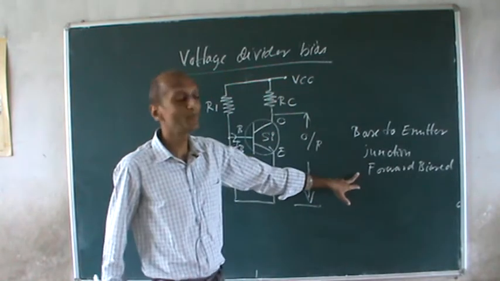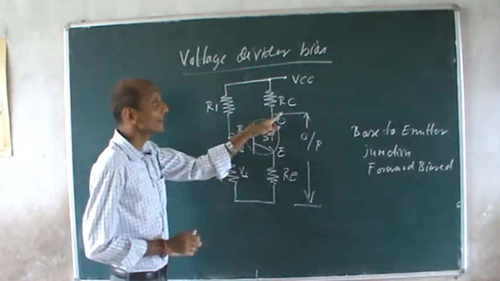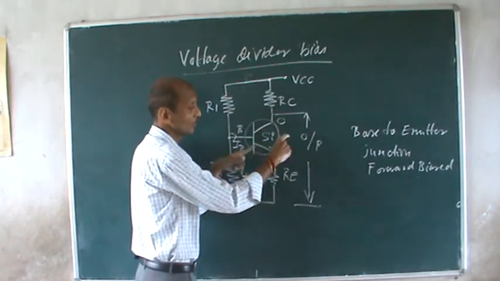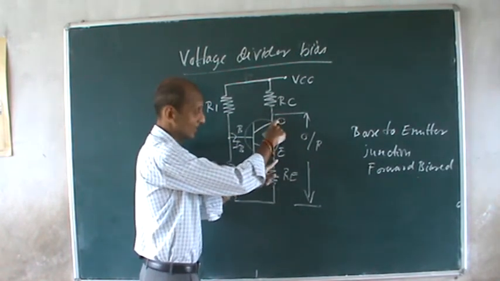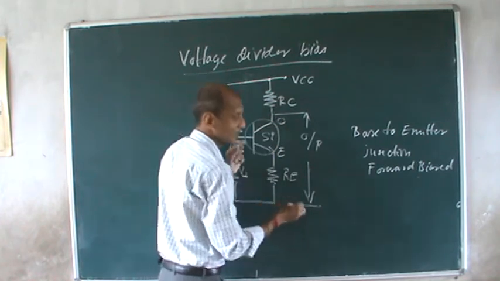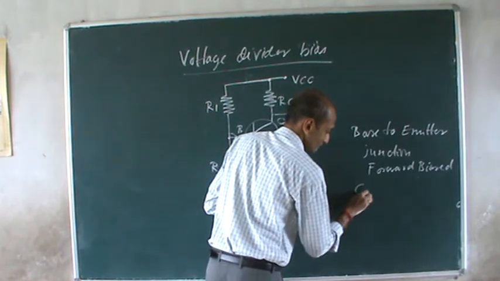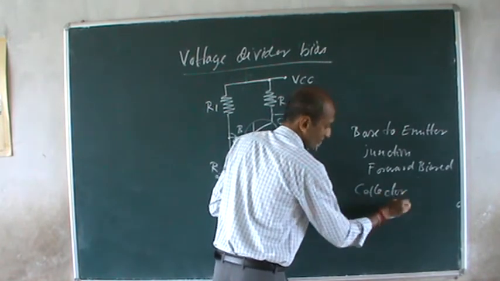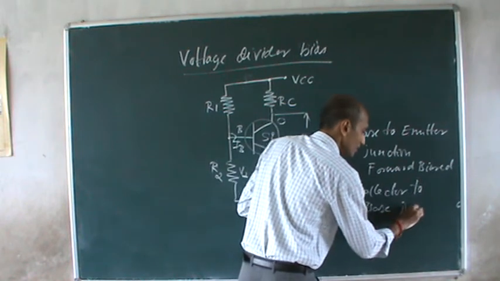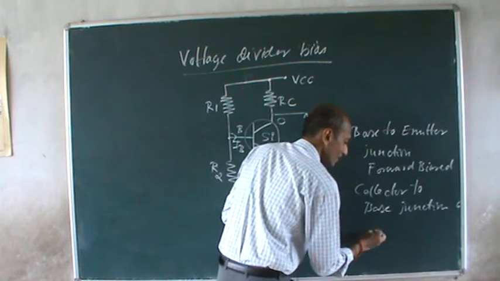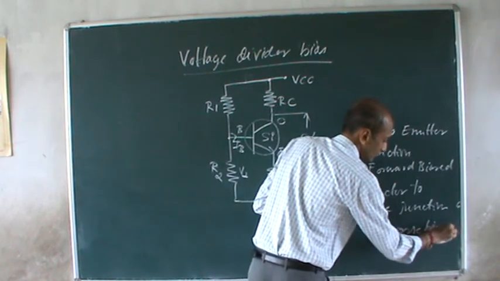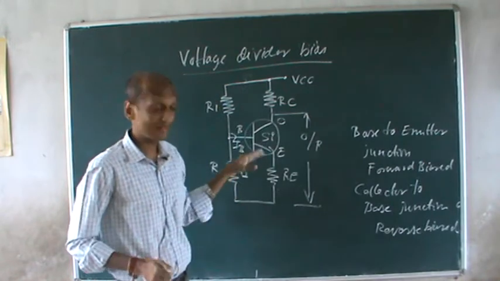Base to emitter junction should be forward biased, and the collector to base junction, this is the collector to base junction, not the output junction, not collector to emitter, it is collector to base junction, should be reverse biased. So this is our condition.